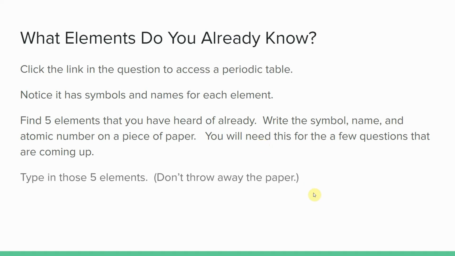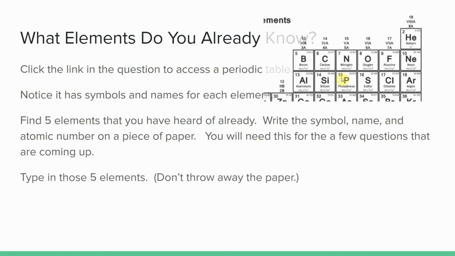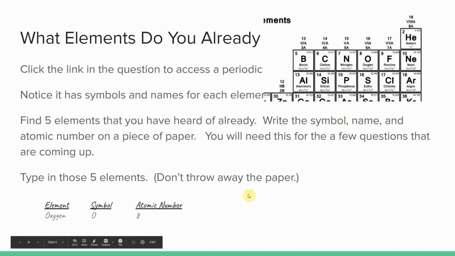And what it should look like, let me give you an example. If I sort of grab the corner of the periodic table, one of the elements that I've heard of is oxygen. I've heard of oxygen. It's all around us. It's what we need to breathe. So you can't do oxygen because this is mine. This is my example. So the element name I'm going to write on my piece of paper is oxygen. The symbol is O, and the atomic number is 8. All right, so you're going to pick 5 that you already know and do the same sort of thing and start creating a list.